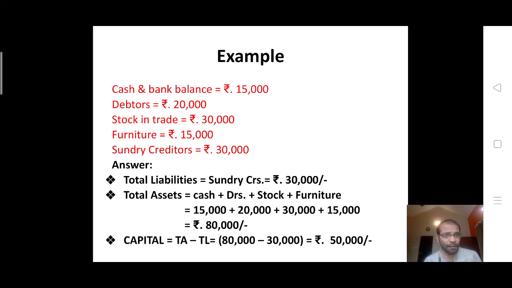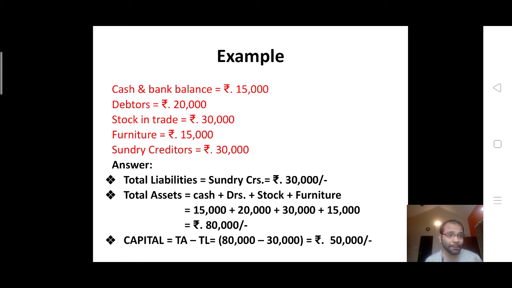So look at this example. A question is given here. This can come for the exam too, so be careful. Cash and bank balance rupees 15,000, debtors rupees 20,000, stock in trade rupees 30,000, furniture rupees 15,000, sundry creditors rupees 30,000. This is what is given in the question. You are asked to find out the capital.